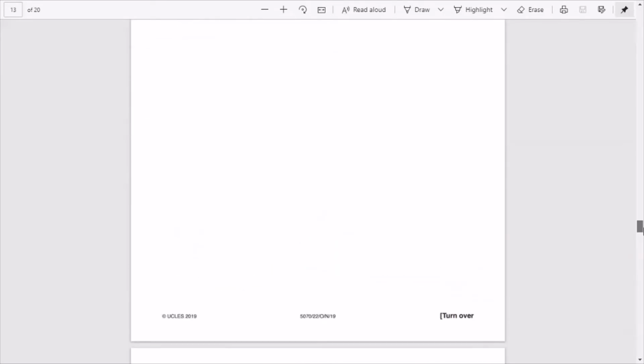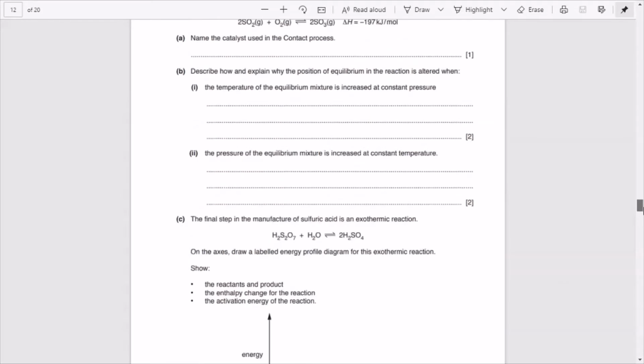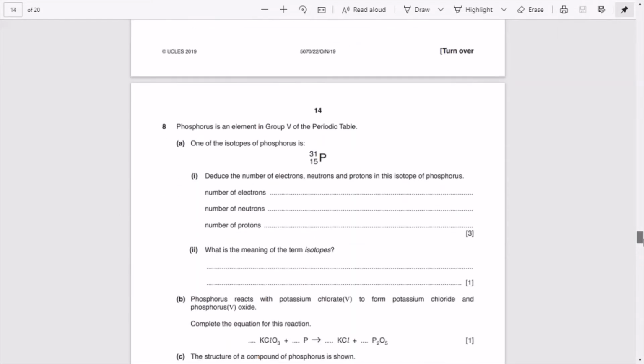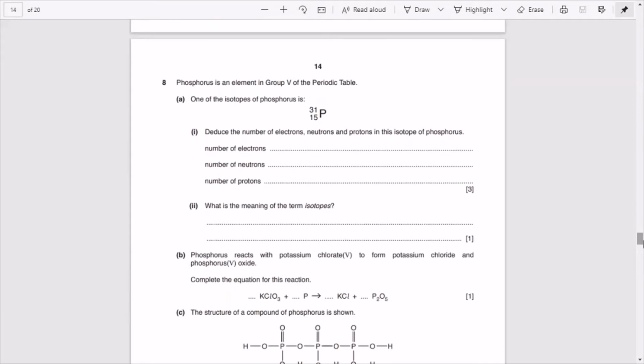We did it till here, that is question number 7. Today I'm going to continue solving question number 8.